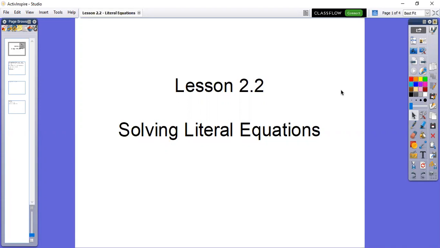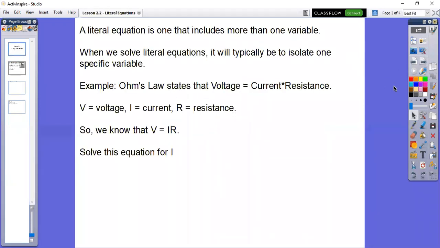Basically, a literal equation is an equation with more than one variable, and you will typically have to solve for one of those variables. For example, one that you'll see pretty often, and you'll see when you get to some physics and chemistry classes, is Ohm's Law: voltage equals current times resistance. So the equation for Ohm's Law is V equals IR. You'll also see things like density equals mass over volume, other equations in physics and chemistry that involve a bunch of literal values, so a bunch of variables.